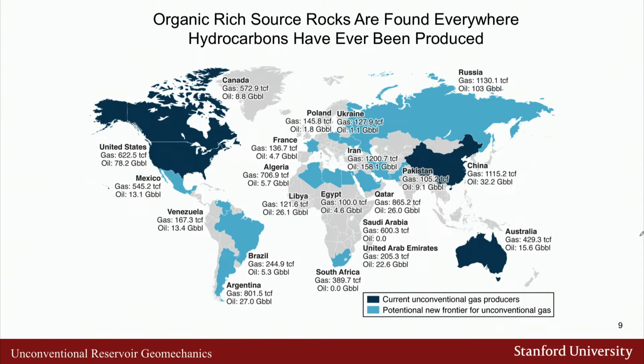So one way to think about the distribution of organic rich source rocks that could be a target for unconventional development is that everywhere hydrocarbons have ever been produced is now a place where we can consider the source rocks that produce those hydrocarbons as possible targets for future development.